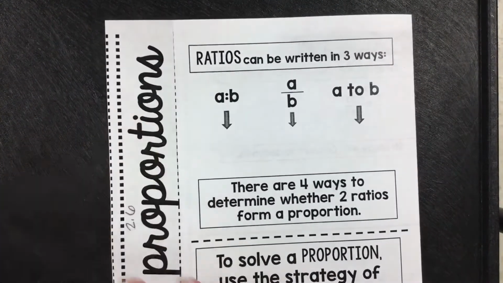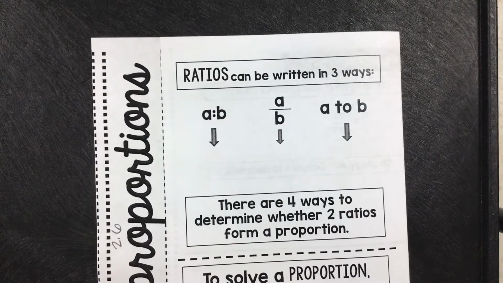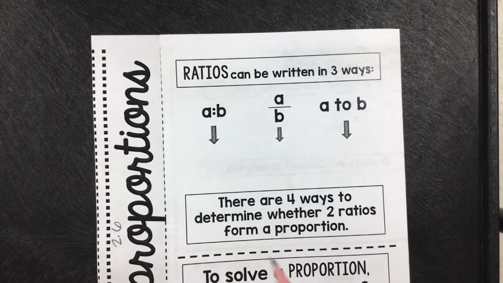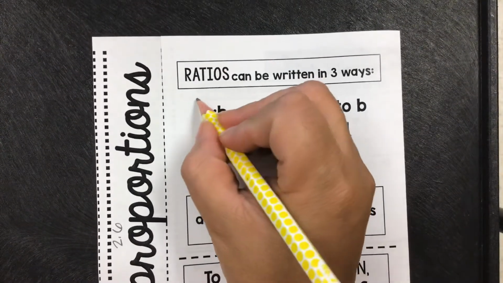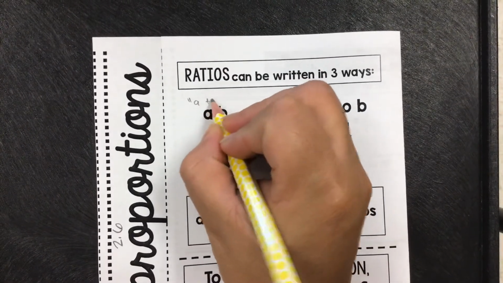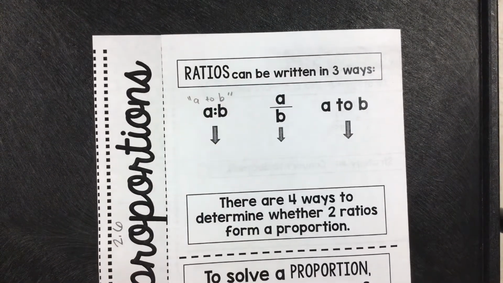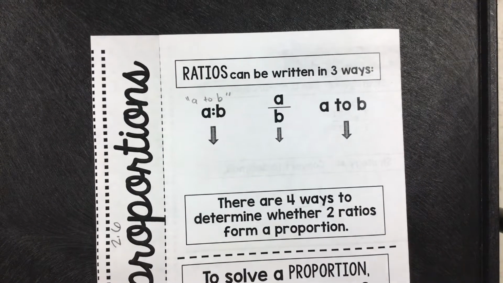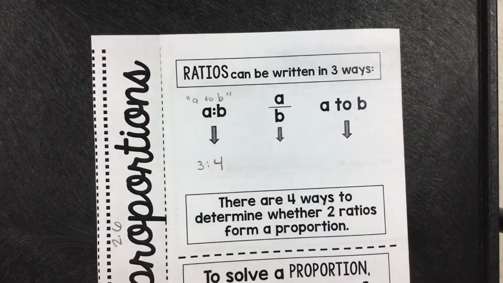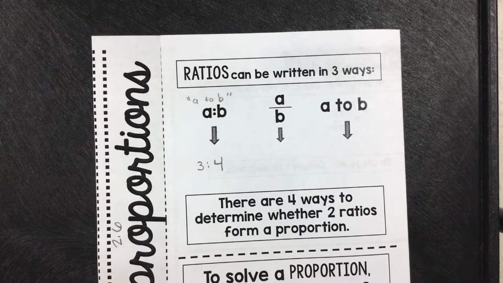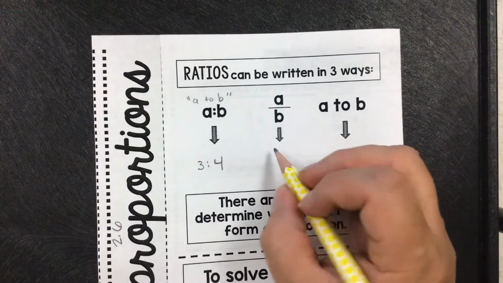And so we're looking at ratios first. Ratios can be written in 3 different ways. This says A, this is how we read it, A to B, where that colon is just read as "to." An example would be 3 to 4, and that would mean the exact same thing as a fraction, 3 divided by 4.